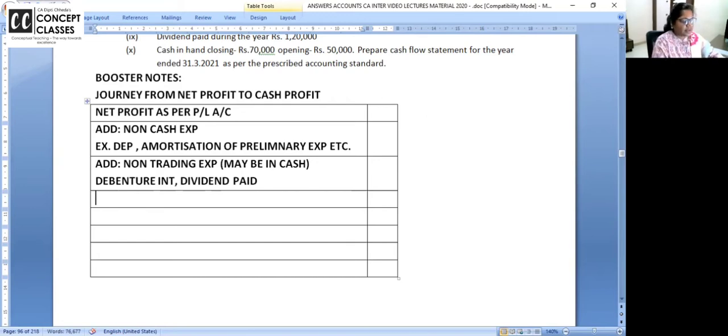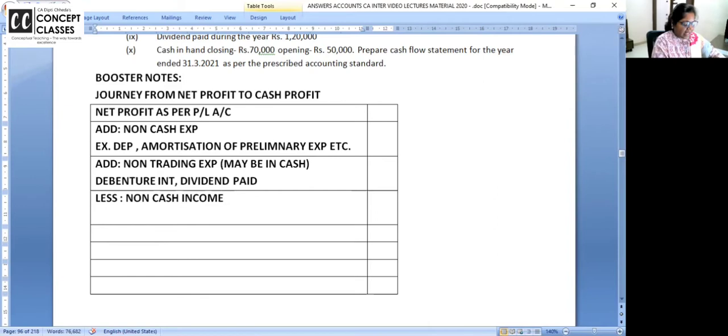And then we have here add हो गया. Now less non-cash income. ये थोड़ा tricky है. There's some income in the credit side which is not received in cash. I'll give an example for it. Like government grant. This will be more clear when we do AS12. Government grant amortized.